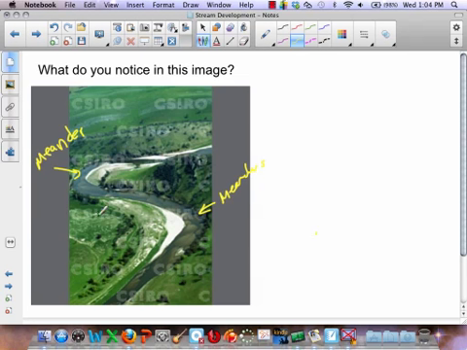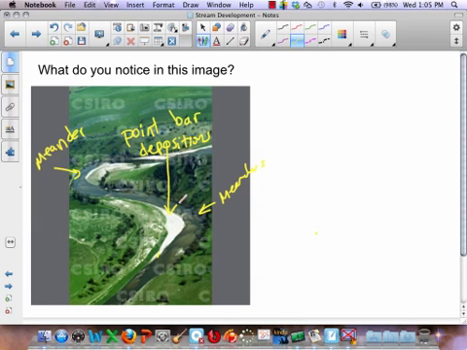Guys, write that down. We call the sand point bars. Point bar depositions. And think about it, it's a sandbar that's at the point and it's been deposited. So we call them point bar depositions. Now, Lily, you said it perfectly. Where do we find point bar depositions? On the inside of the curve.